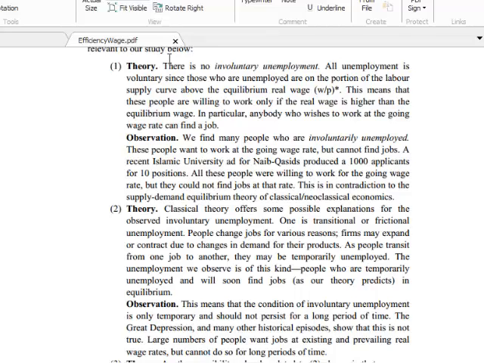According to the standard theory, there can be no involuntary unemployment. If in equilibrium somebody is unemployed, look at the supply curve of labor: the people who are unemployed are those who are demanding more wage than the going wage. So they are unemployed because they do not wish to work at the going wage. This is what is called voluntary unemployment. They are unemployed, but not because there are no jobs. They are unemployed because they do not want to accept the going wage.